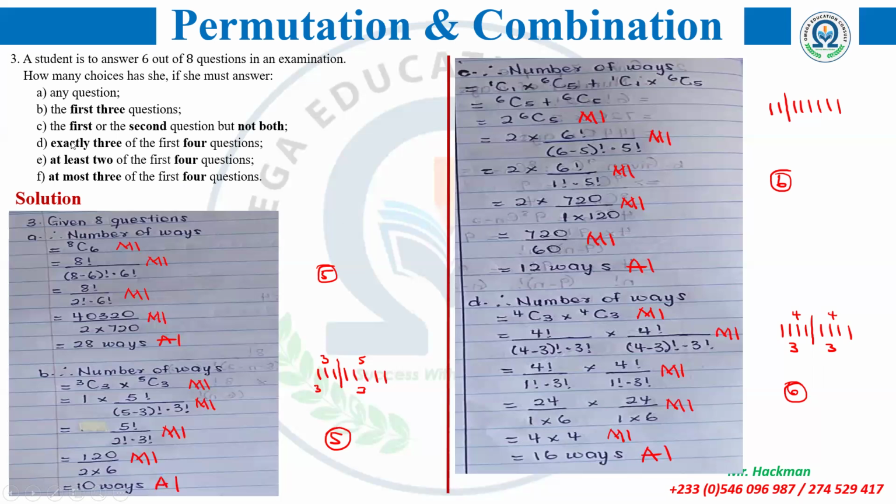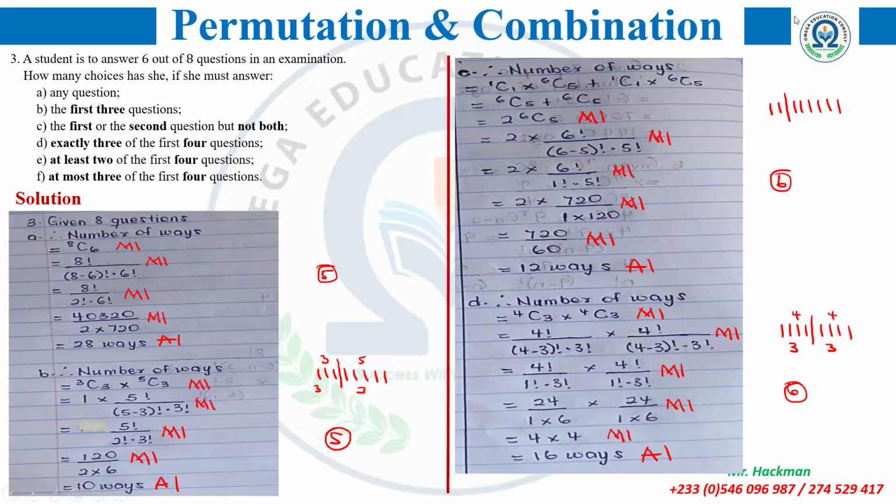Then the C. C is the first or the second question, but not both. Remember, we did questions of this sort. I gave you an assignment, and we went through the solution to the assignment together. Some of you had it wrong. In fact, most of you had it right. So those who had it wrong, an opportunity to make amends. So here, what do we do? As usual, this is what we have.